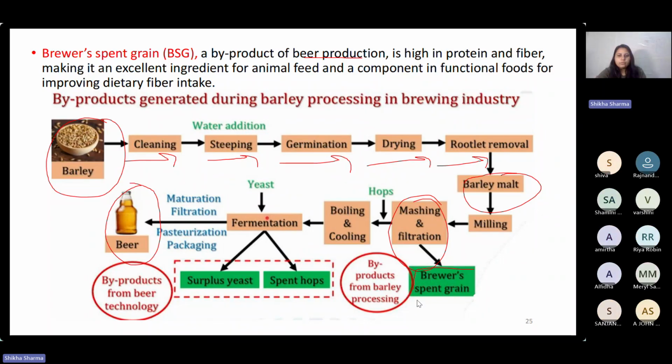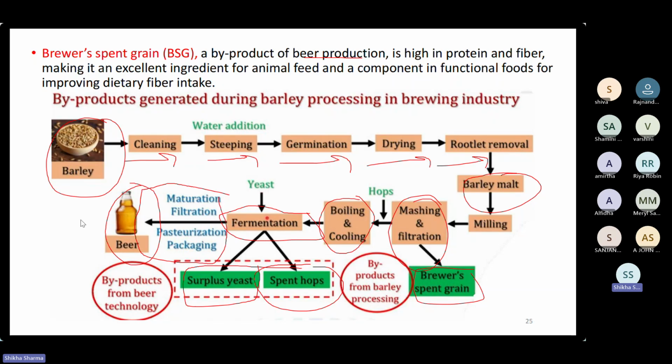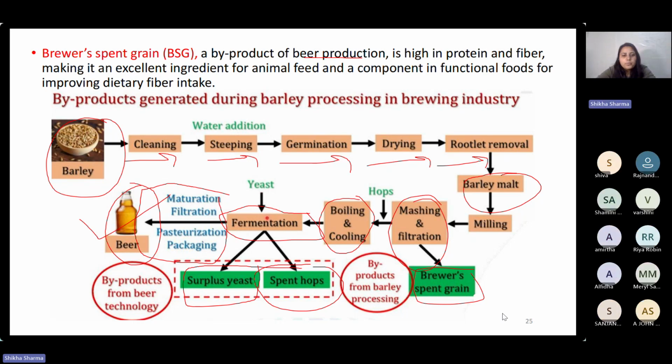From there, the brewer's spent grain will be separated, the hops will be added, and boiling and cooling is done. After that, the fermentation is done with the help of yeast, and the surplus yeast will be taken as a byproduct, and spent hops will also be removed as a byproduct, and finally the maturation, filtration, pasteurization and packaging is there. Finally we get the beer. So in this industry we get three different byproducts: the brewer's spent grains, the spent hops and the surplus yeast.